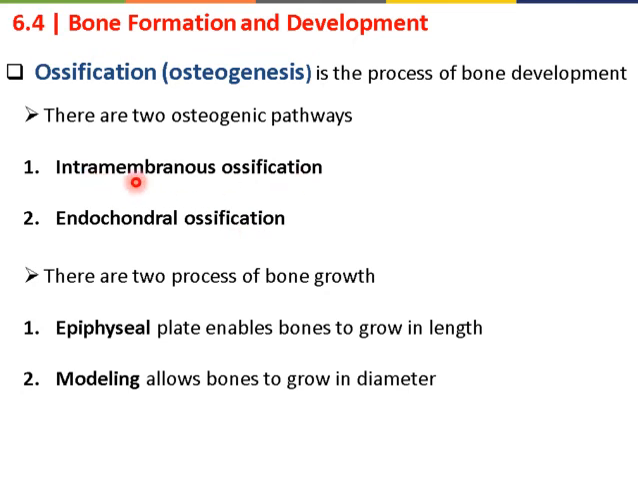Intramembranous ossification is the process by which the mesenchymal cells develop directly to become bone. And the endochondral ossification is the process by which the mesenchymal cells develop to become cartilage, then the cartilage develops to become bone. Now, we have 2 processes of bone growth. The first is called the epiphyseal plate, responsible for the bone growing in length, and the modeling, allowing the bone to grow in diameter.